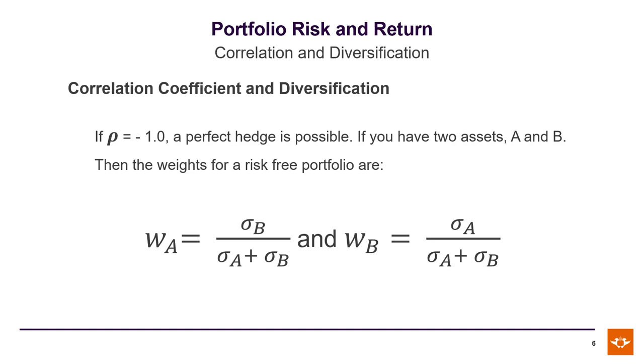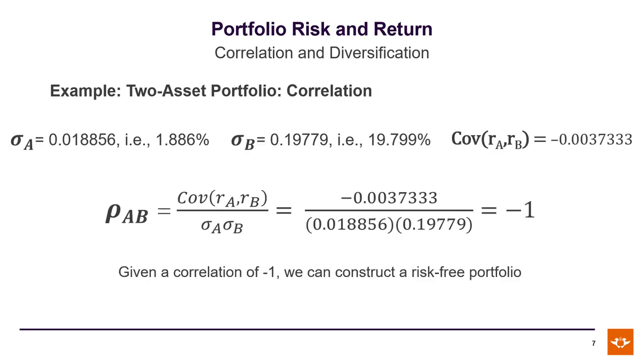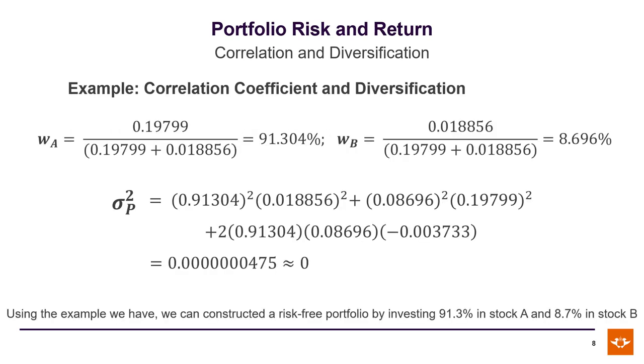Using the information we've calculated on the example that we've been using, we've got our standard deviation for stock A, standard deviation for stock B, and the covariance between those. We actually find that the correlation coefficient for these two assets is -1. So it's perfectly negatively correlated. Here in this slide, we actually show you how to construct a risk-free portfolio.